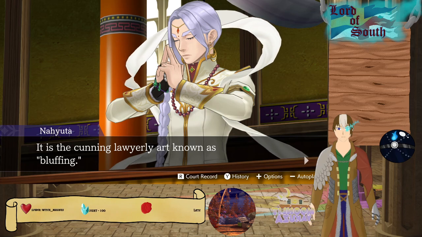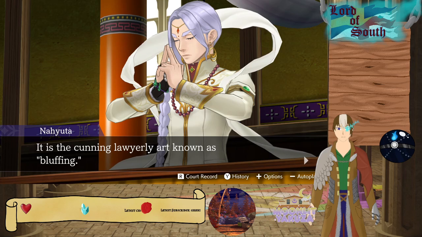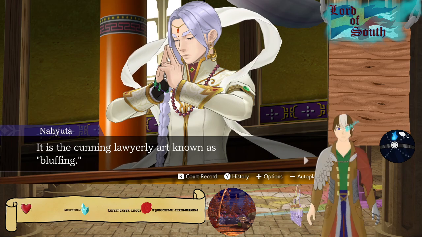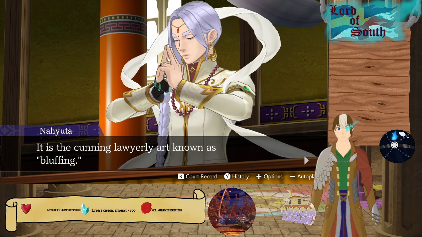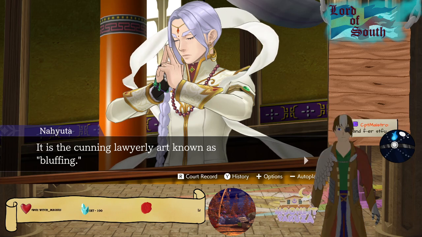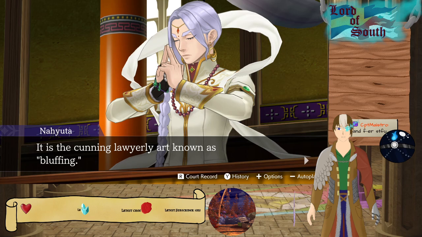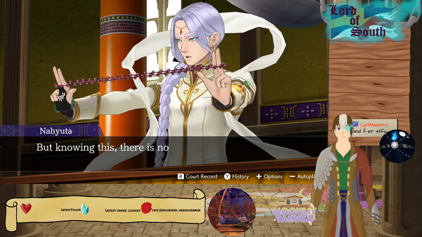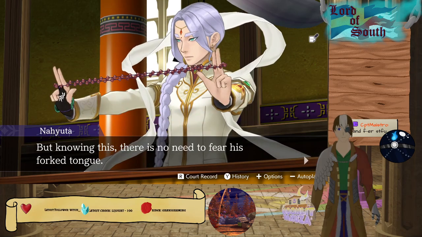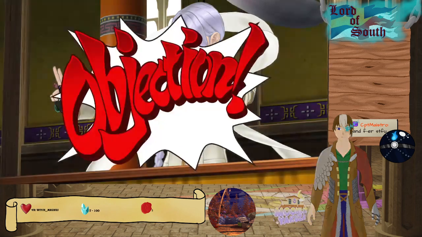Do you know what you all have on your faces to point out what you are? Look at the photo and look at the person in front of you, who apparently did not decide. Sort of sad. Yeah, fair enough. But know this, there is no need to fear his fortune. Objection!